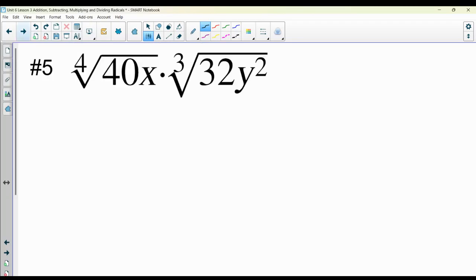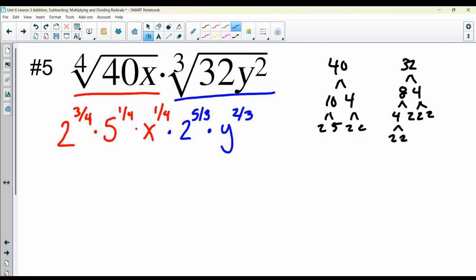So what happens if the indexes are not the same? We do need to take a second and rewrite everything in fractional exponents. So break down 40, break down 32, rewrite everything with fractional exponents. Okay, this would be rewritten like this. So we do need to consider common denominators for this. We need to apply our laws of exponents.